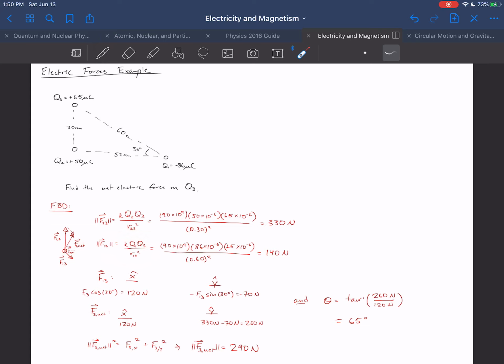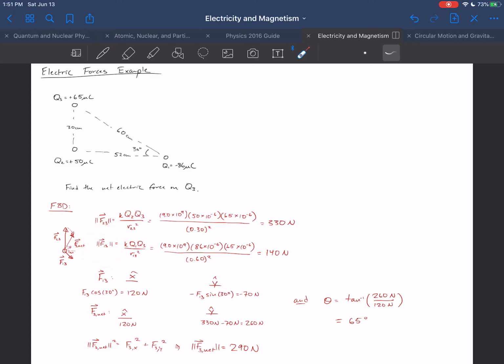Now, you need to be careful to get your Q's right, because they're all different in this case. So k is in here, per usual, but then Q2 is 50 microcoulombs, and Q3 is 65 microcoulombs. You divide that by the distance between them, given as 30 centimeters, or 0.3 meters, squared, and that gives you a force by 2 on 3 of 330 newtons. Notice that's a strong force, by the way, very strong. And we're still talking about microcoulombs here.